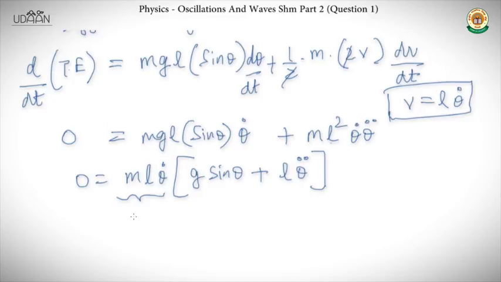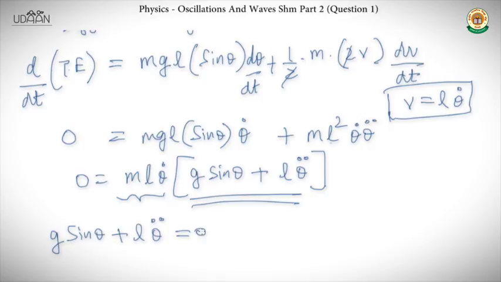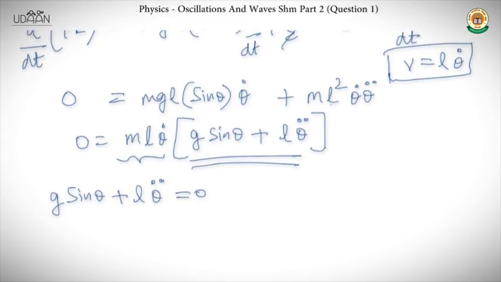So this can't be 0. So this has to be 0. So g sine theta plus L theta double dot is 0. Again we use the same approximation which we used in the force method, which is sine theta is approximately equal to theta if theta is small.